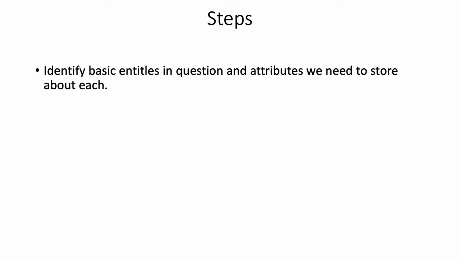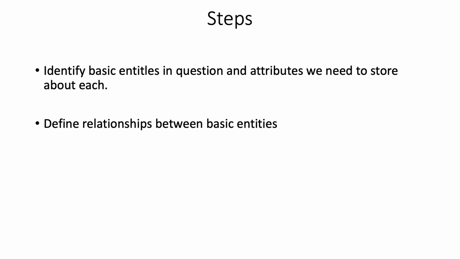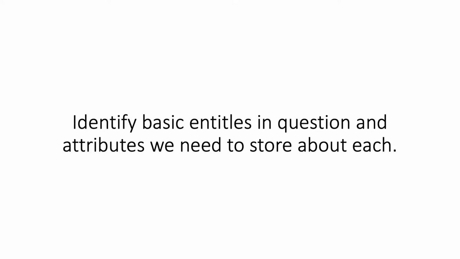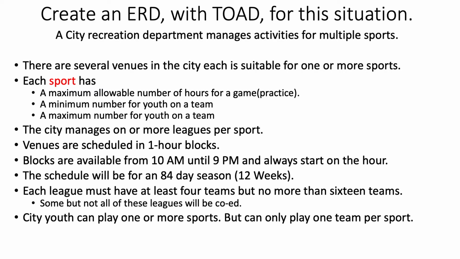And so the first thing we're going to do is identify the entities in the question and the attributes we need to store about each. Then define the relationships between the basic entities. Then define the intersection entities that are needed to enforce stated needs. Okay, so let's do the first one. Identify the basic entities in the question and the attributes we need to store on each.